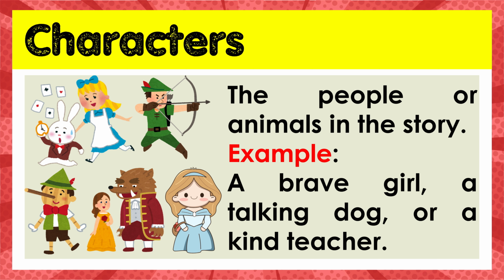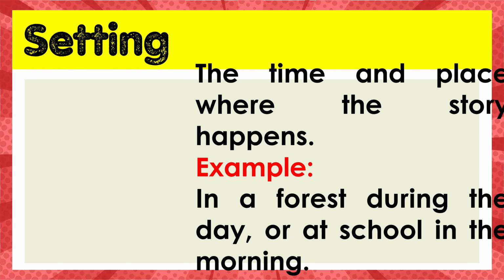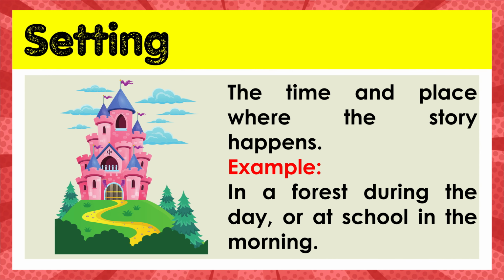Characters. Characters are the people or animals in the story. Example, a brave girl, a talking dog, or a kind teacher. Setting. Setting is the time and place where the story happens. Example, in a forest during the day or at school in the morning.